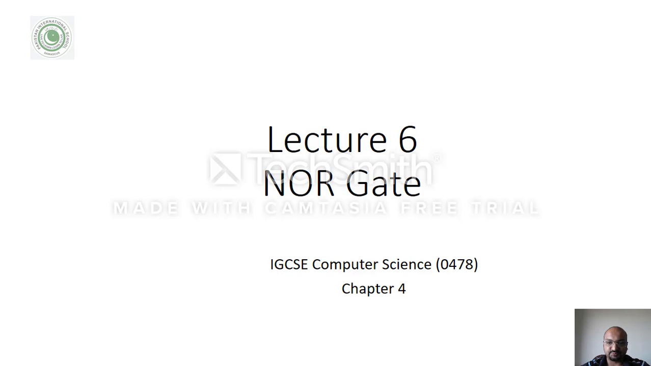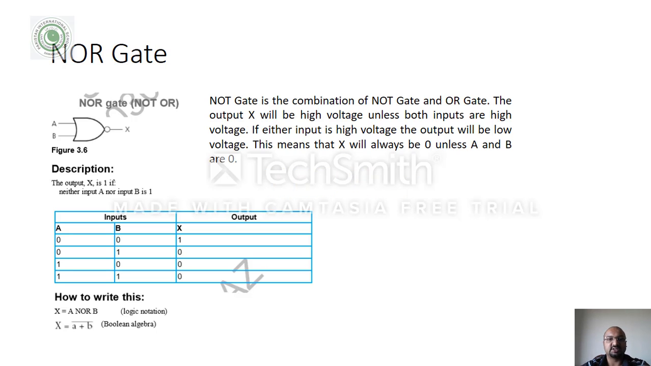If we go to the next slide, you can see here the basic shape of the NOR gate. There is a little difference between the AND gate and the NOR gate. The first difference is the shape. This one has a little tail, and it is a combination of a NOT gate and an OR gate.